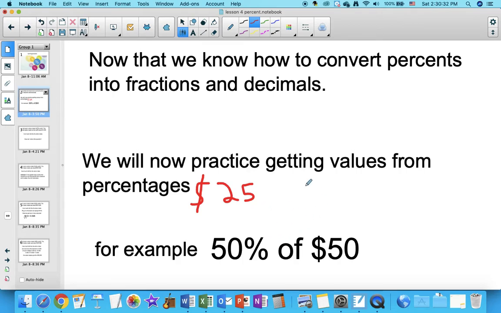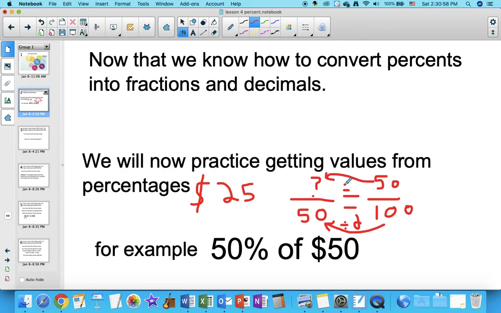Okay, well, you can also show it this way. We're looking for some value out of 50, that's the $50, which is the same as saying 50% or 50 out of 100. Well, I'm turning 50 into 100, so that's divide by 2. Whatever I do to the bottom, I do to the top, and I divide by 2. And that'll give me 25 as well. And so that's, in a nutshell, what we're doing.